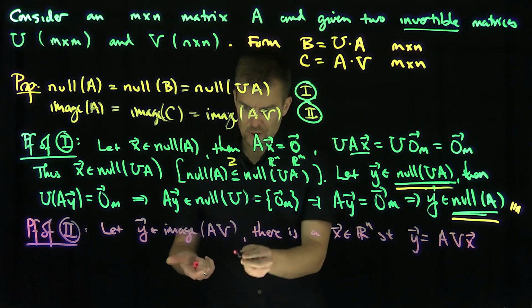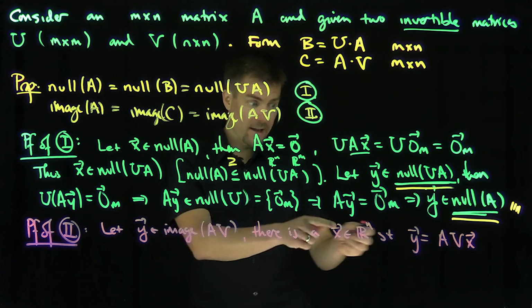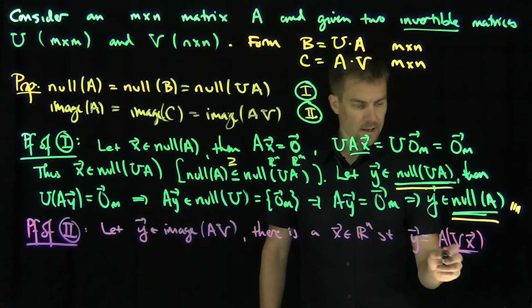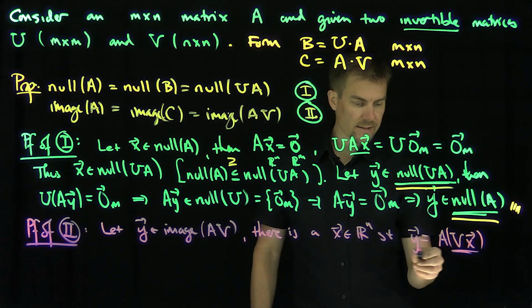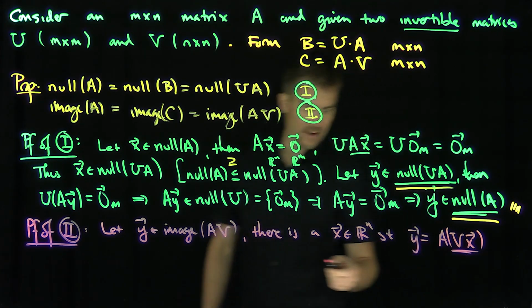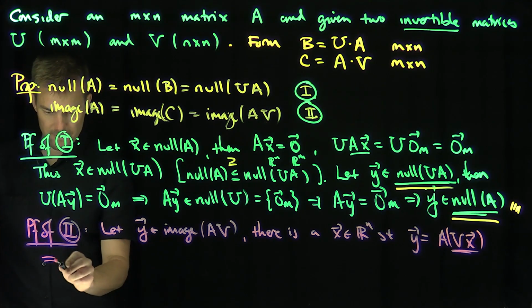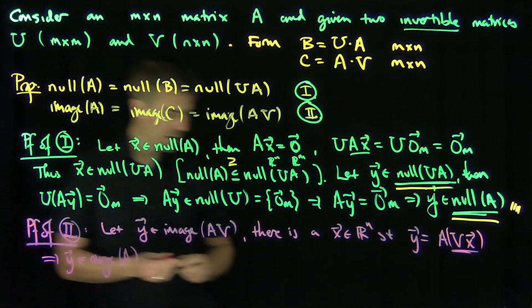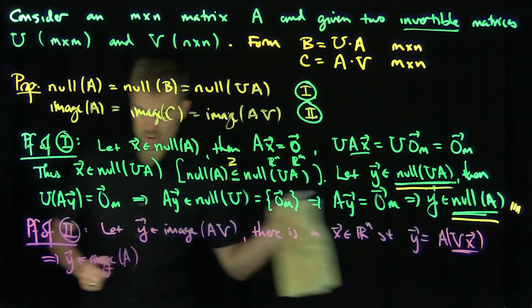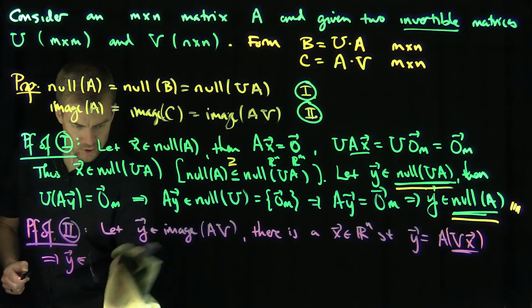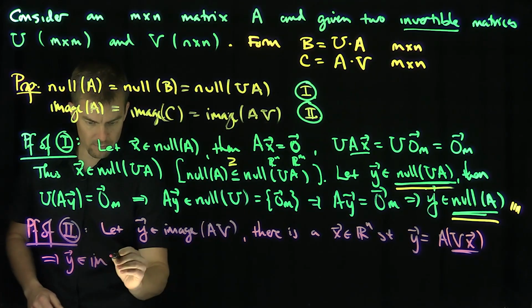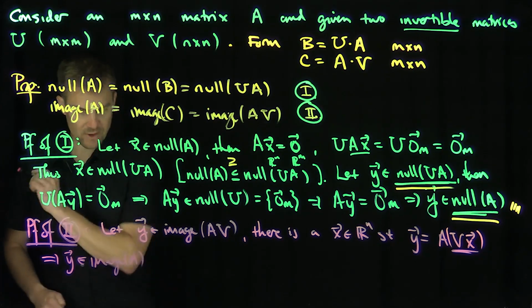By definition of what the image is, right? I can plug an x into AV and get my y out. But now, of course, that says that if I input Vx to A, I get y. So that says that y is in the range of A, or the image of A. I've been using image of A, so let's change that to image, right? I'm using kernel and range and image because they all mean the same thing, they're just different notations. So y is in the image of A. That's great. That's one inclusion.